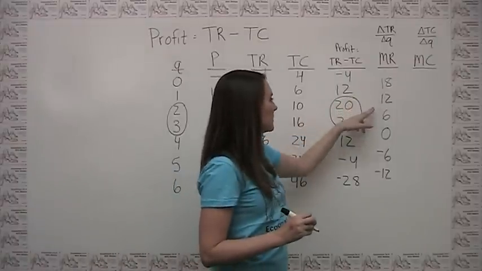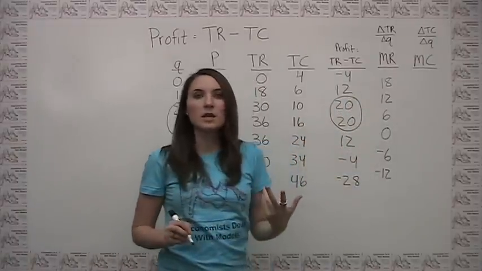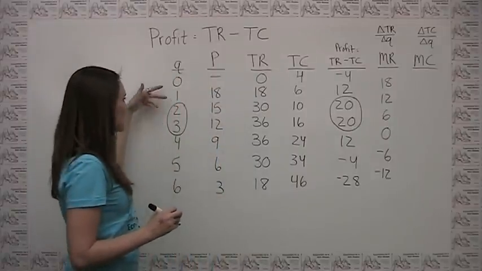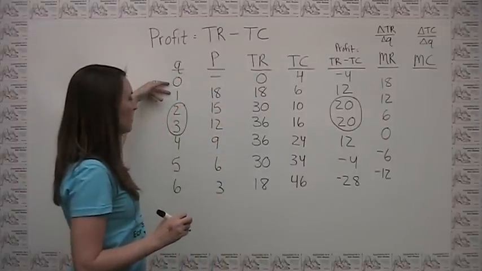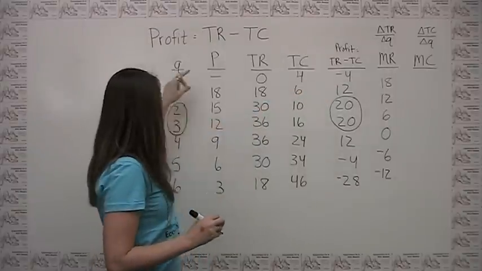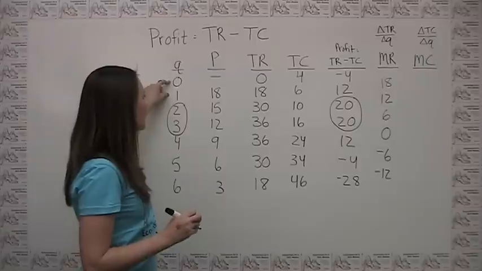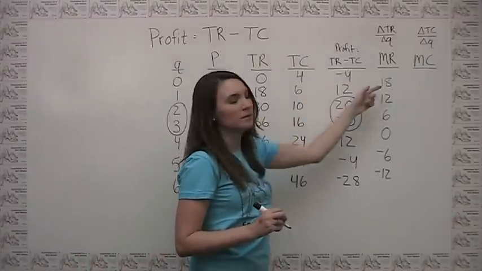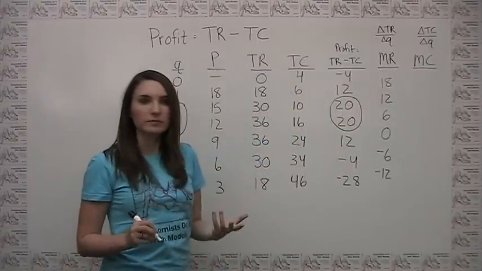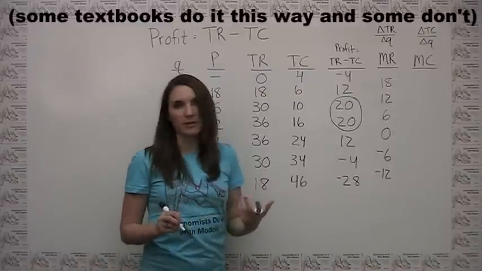I put them in between the quantities just because it makes sense to some degree to say, well, if this is the marginal revenue in going from a production of 0 to a production of 1, to put that in between the 0 and the 1. And we'll see how to deal with that graphically and whatnot later.